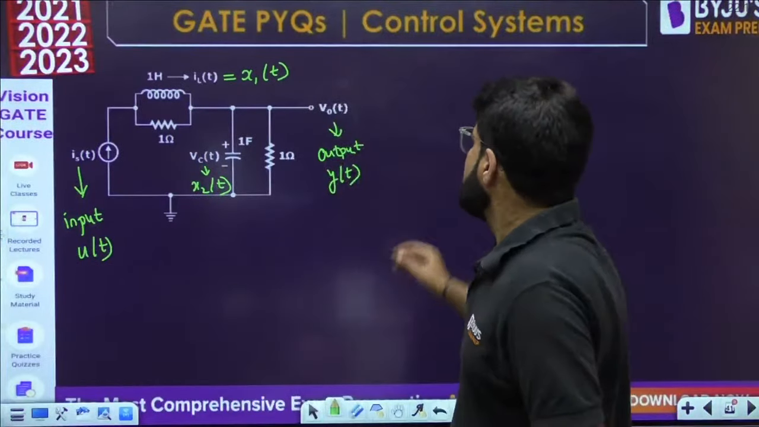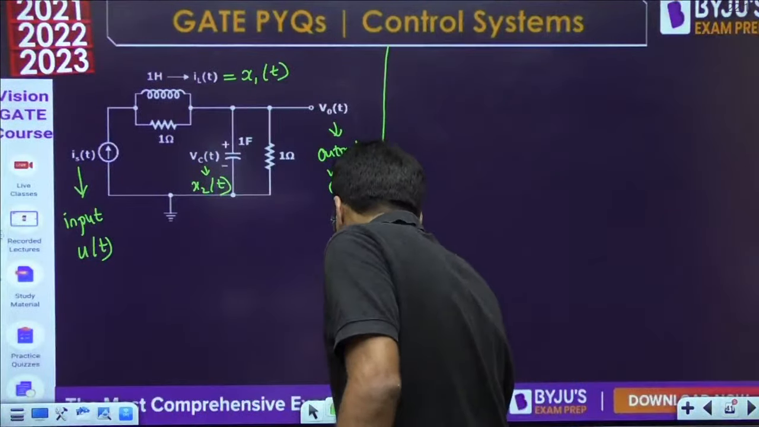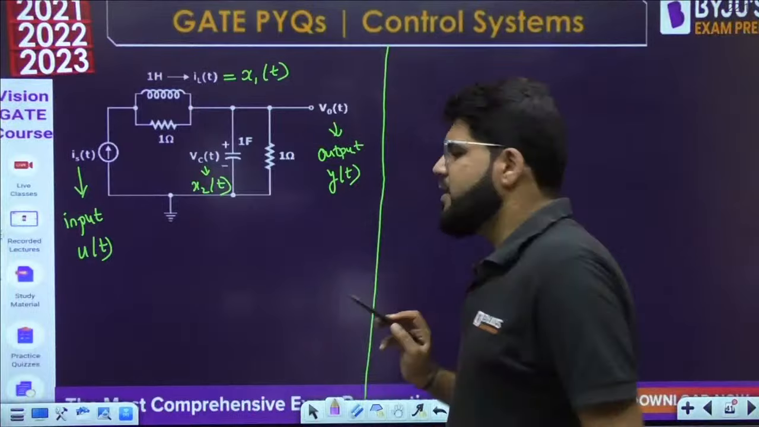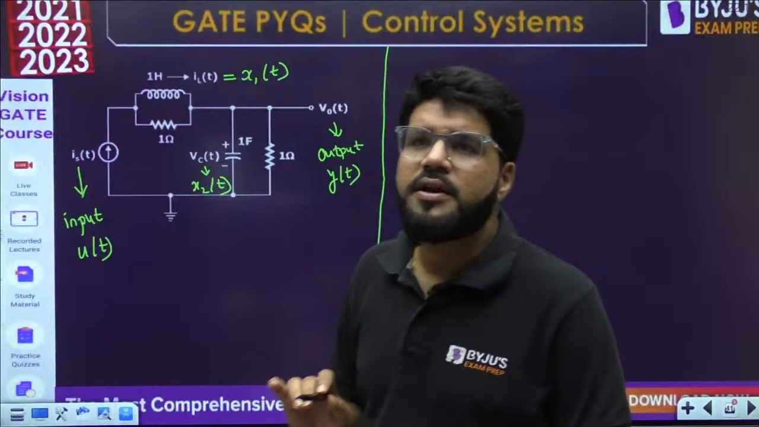You need the state equations and output equations: x dot equal to Ax plus Bu, y equal to Cx plus Du. So let's try to test it out. Now to get the relation between the state variables, first we need to solve this particular network.